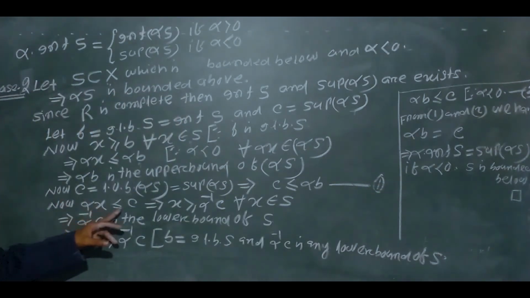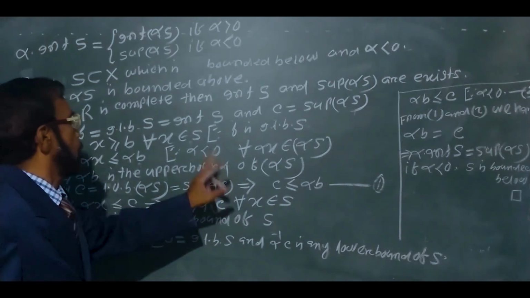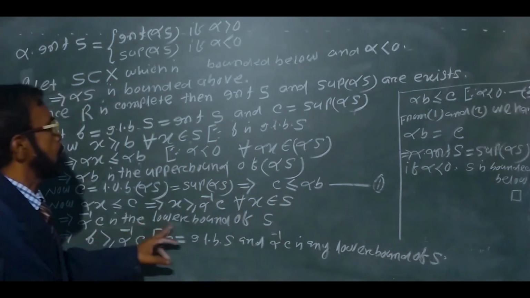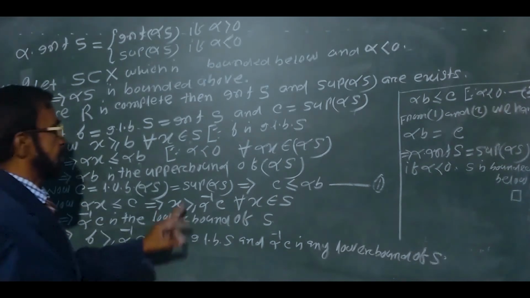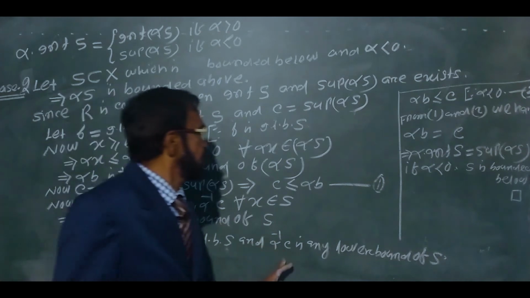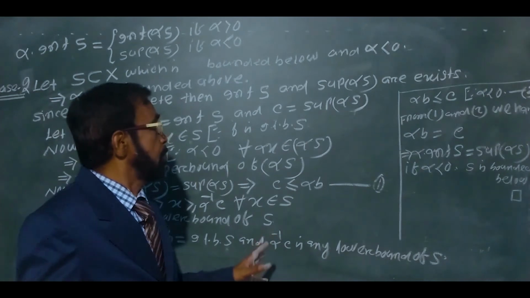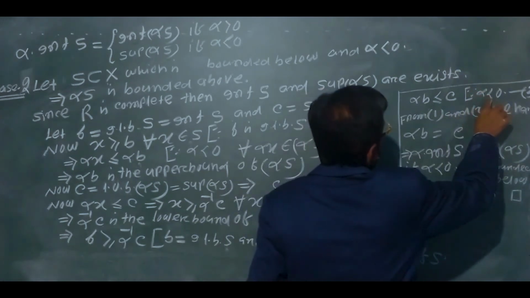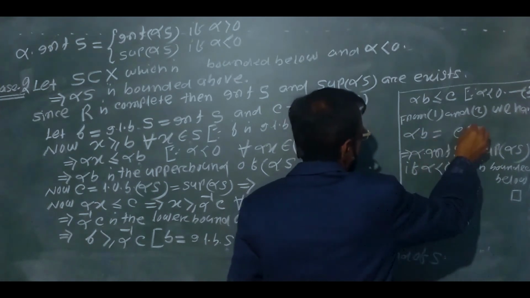Now alpha X less than or equal to C implies X greater than or equal to alpha inverse C for all X belongs to S, which implies alpha inverse C is a lower bound of S, which implies B is greater than or equal to alpha inverse C. The reason is B is the greatest lower bound of S and alpha inverse C is a lower bound of S, so the greatest lower bound is always greater than or equal to any lower bound. Now alpha B is less than or equal to C because alpha is less than 0. From equation 1 and 2 we have alpha B equal to C.